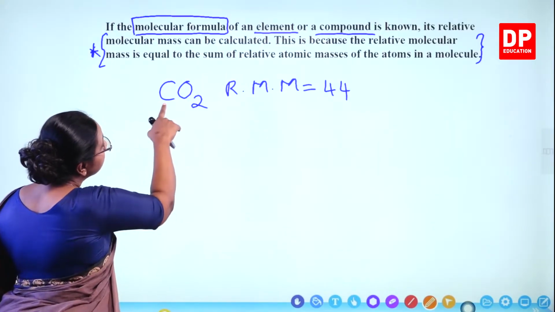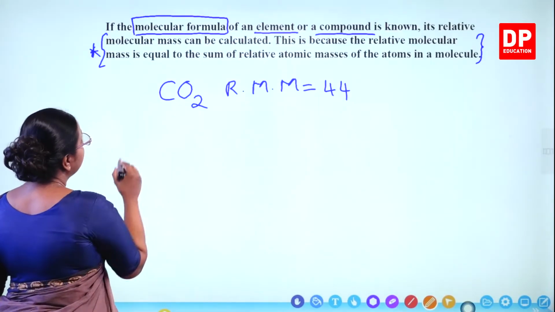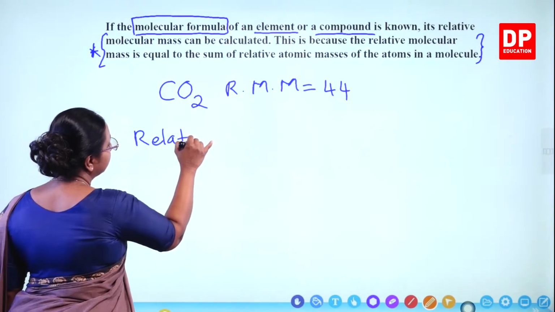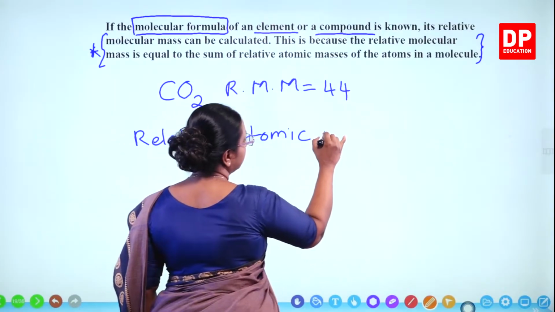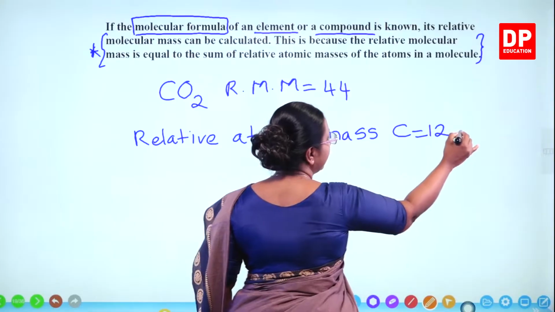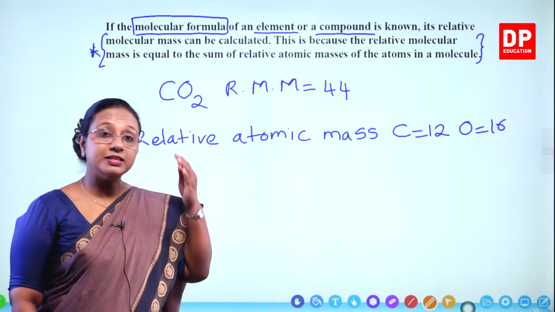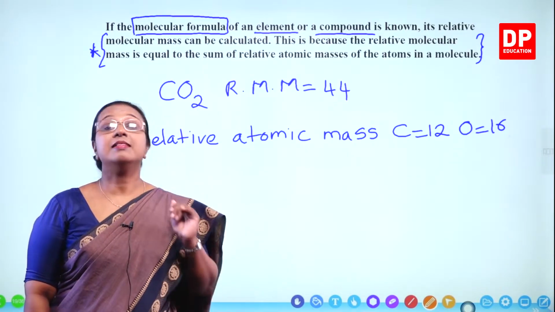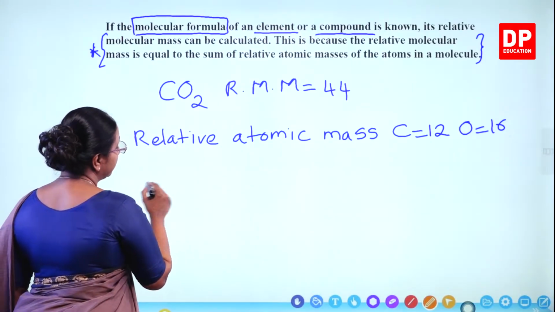Now, if the relative atomic masses are known, say they give you the relative atomic masses, mass of carbon is 12 and oxygen is 16. This is there in the table in your textbook. For the first 20 elements, they have given the relative atomic masses. So then what do you do?